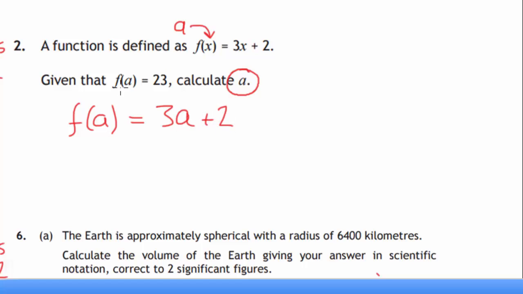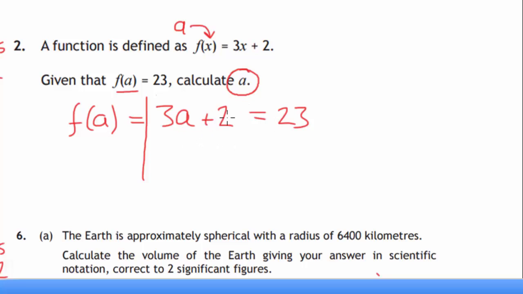Now, they've said up here that the function of a is 23. So we actually know that that also equals 23. So we just solve this like any other equation. We've now got 3a plus 2 equals 23.